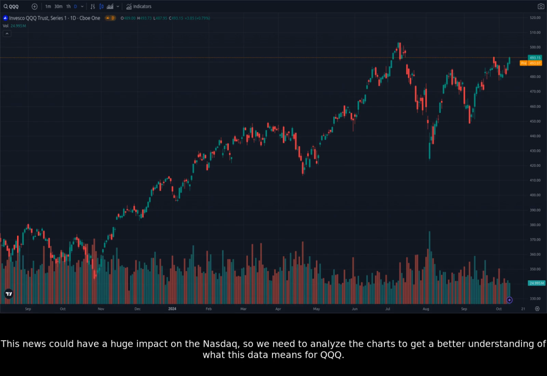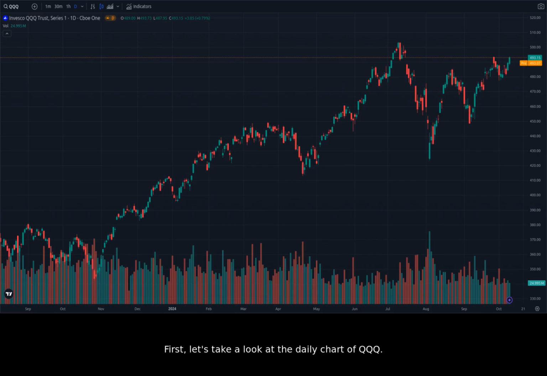This news could have a huge impact on the Nasdaq, so we need to analyze the charts to get a better understanding of what this data means for QQQ. First, let's take a look at the daily chart of QQQ.